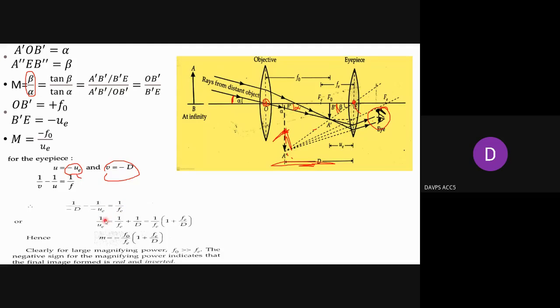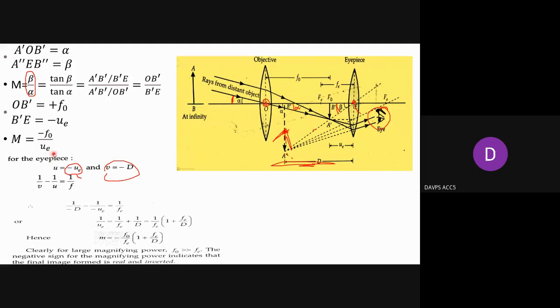So if we just solve it, 1/ue = 1/fe, that minus 1/d will come to the right side as plus 1/d. And that is equal to, taking 1/fe common, 1/fe times (1 plus fe/d). If you are getting confused, multiply it out: 1/fe into 1 equals 1/fe, plus 1/fe into fe/d equals 1/d. This is the formula for 1/ue.